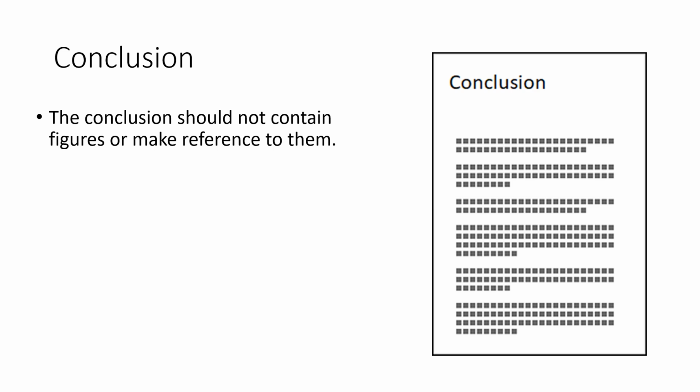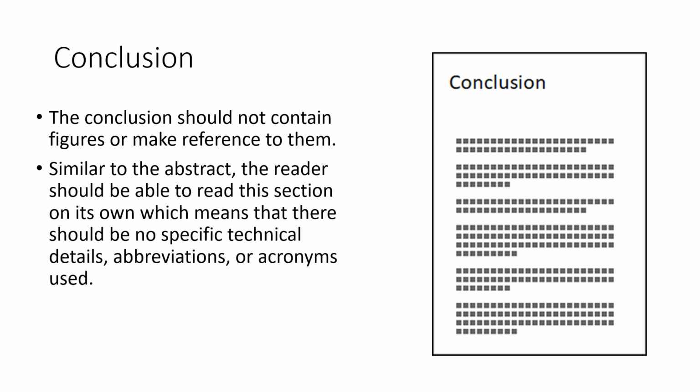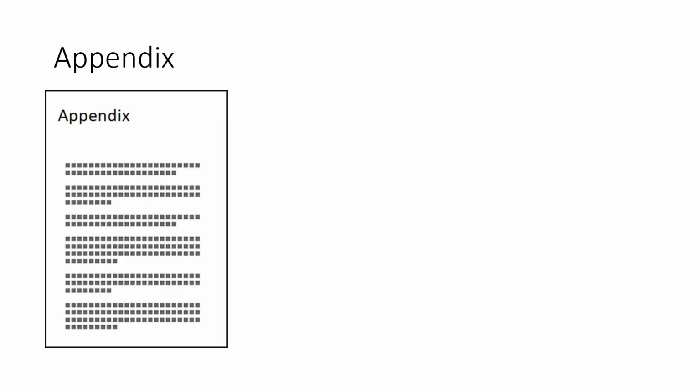The conclusion is just wrapping up the report. We should be able to read this section on its own, and we shouldn't have any technical details, abbreviations, or acronyms in our conclusion, unless absolutely necessary. We want to keep it clean of that stuff.